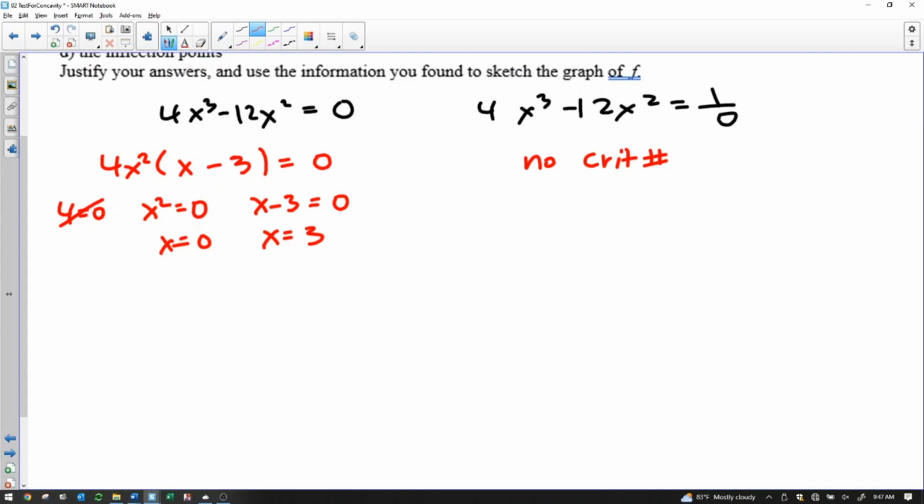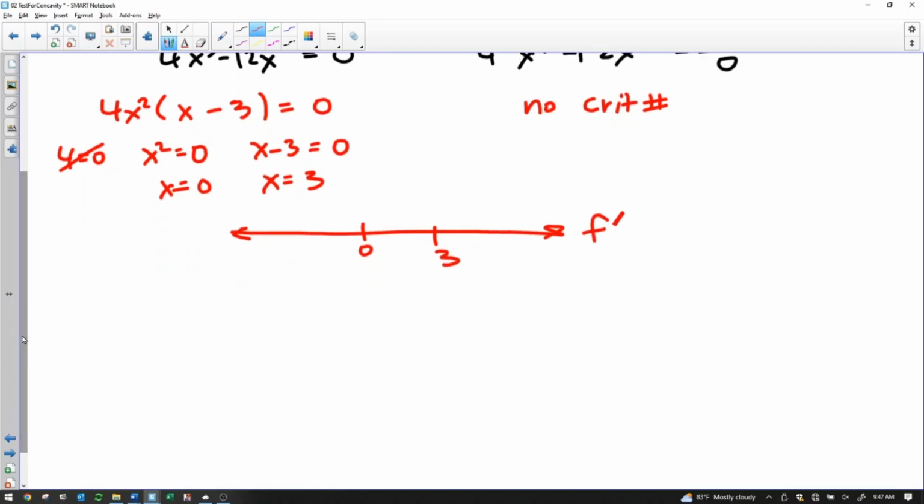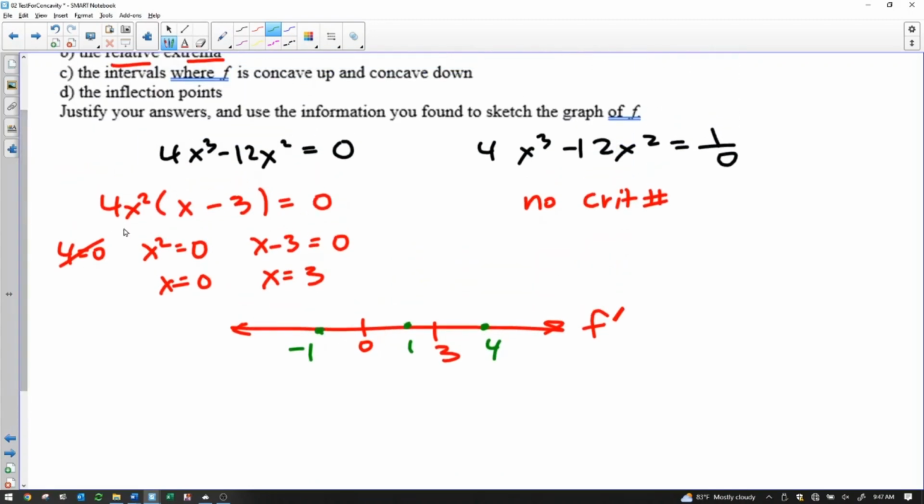So right here, how many critical numbers do I have? 2. Put them onto what kind of number line? F prime number line, okay? These are divided into 3 compartments. I'm going to find a number in each compartment, and I'm going to do the test. What's a good number less than 0? -1. What's a good number between 0 and 3? 1. What's a good number bigger than 3? 4. Okay. So I'm going to plug this into F prime. Is everybody good with that? Okay, not into F, into F prime.